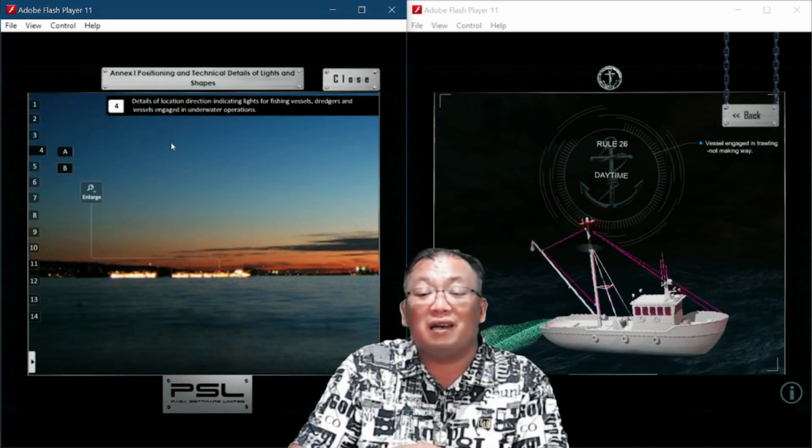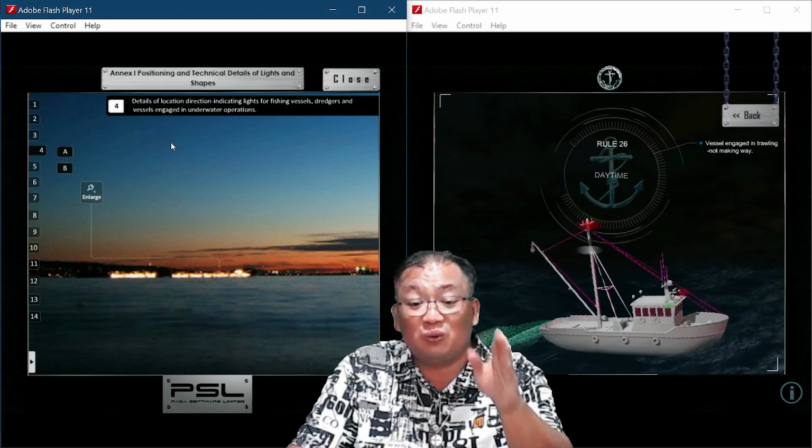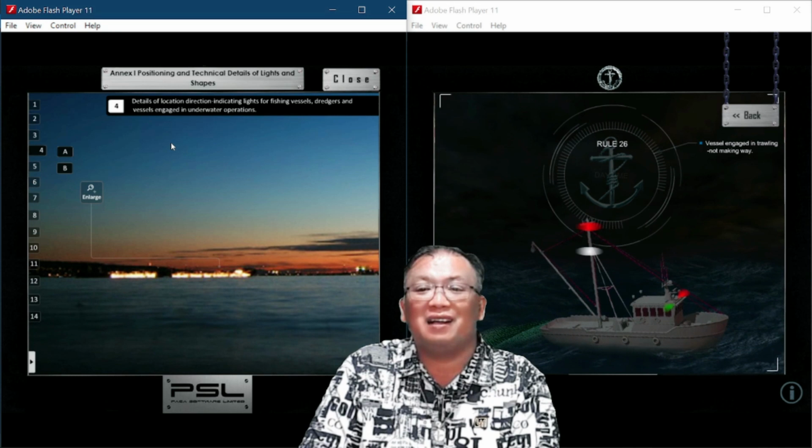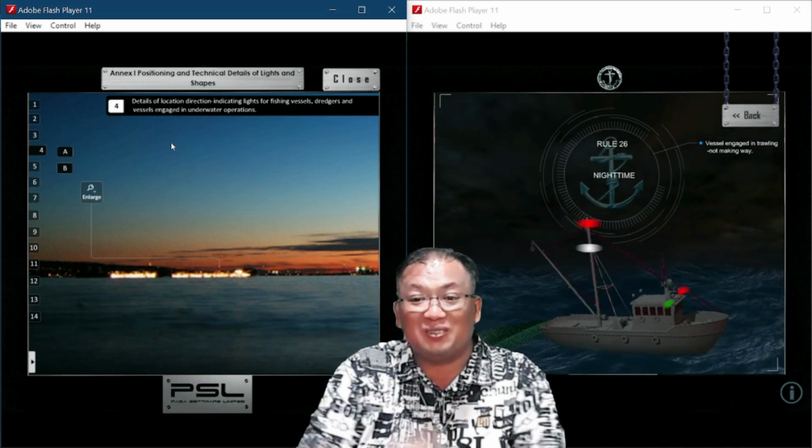Annex 1, subsection 1, 2, 3, 4. Captain Rodien PACA. I have to cut because this is too long.